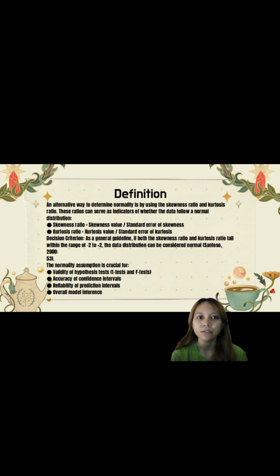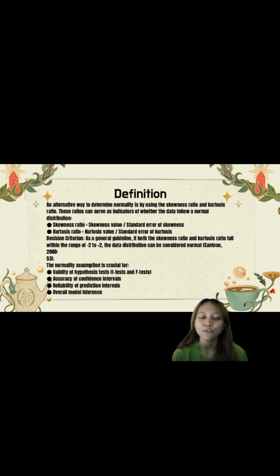An alternative way to determine normality is by using the skewness ratio and kurtosis ratio. These ratios can serve as indicators of whether the data follow a normal distribution. Skewness ratio equals skewness value over standard error of skewness. Kurtosis ratio equals kurtosis value over standard error of kurtosis. Decision criterion, as a general guideline: if both the skewness ratio and kurtosis ratio fall within the range of -2 to +2, the data distribution can be considered normal.